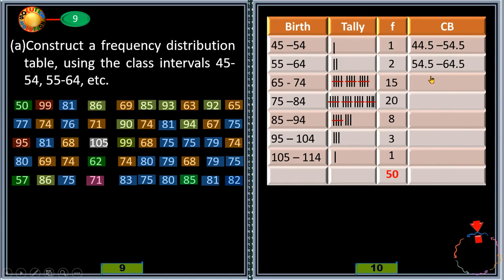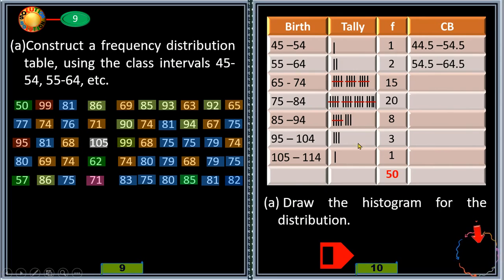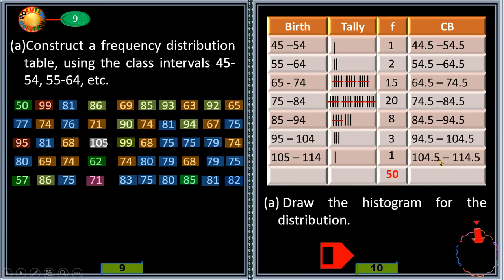Now you discover the pattern. That gives us 64.5 to 74.5. Then the next will give us 74.5 to 84.5. The next will give us 84.5 to 94.5. The next will give us 94.5 to 104.5. And finally, 104.5 to 114.5.